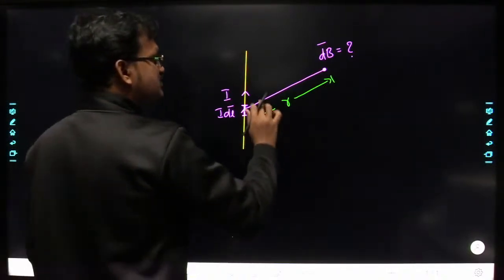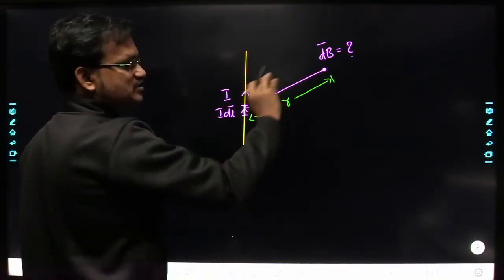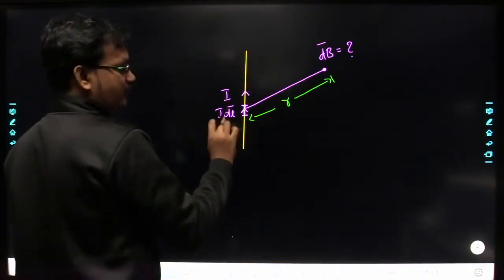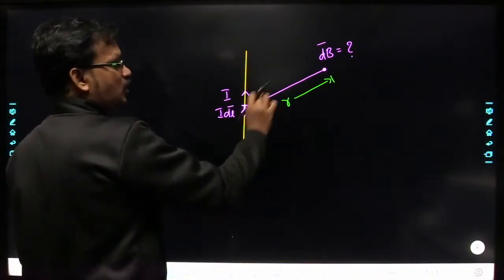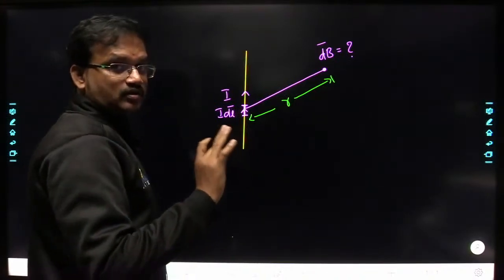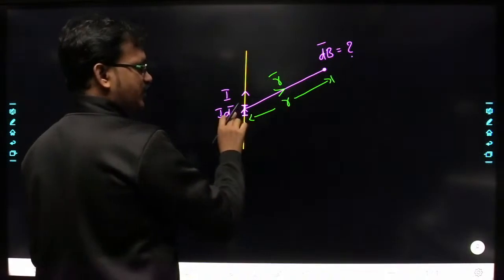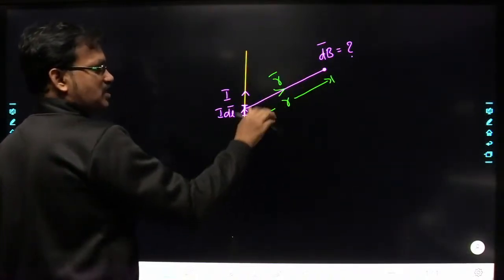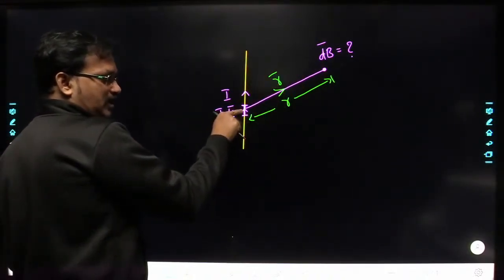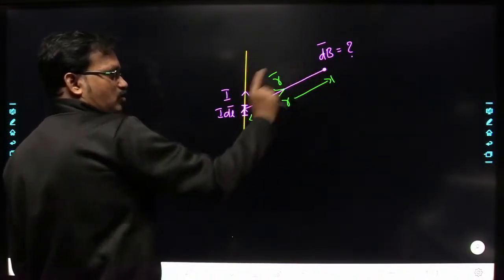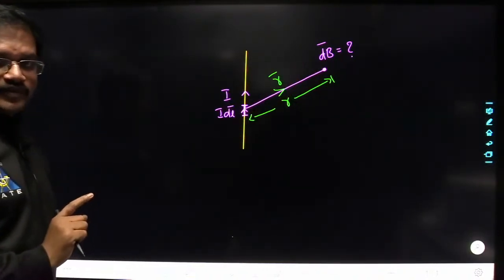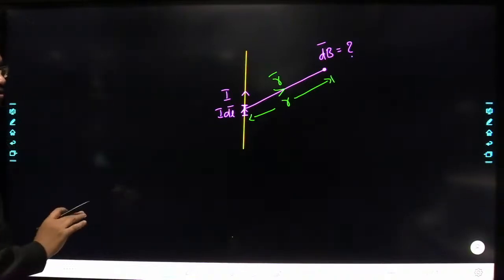So this R here must always point from where to where? From the current element to the point where you are trying to determine the B field. So that means R bar must always be along this line. That means it must always point from the current element to the point where you are trying to determine the B field. Understood? So these things you have to remember.